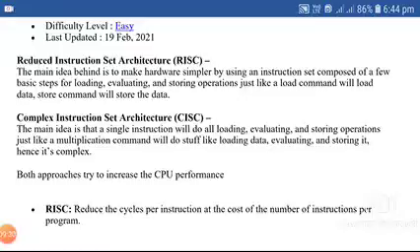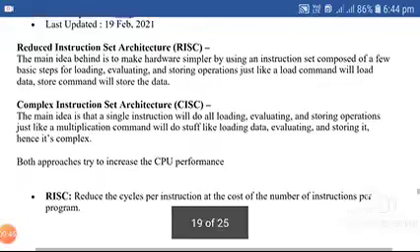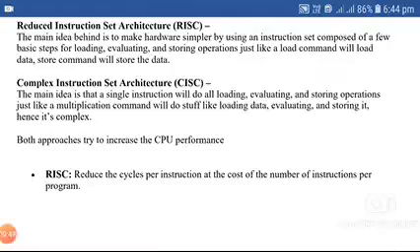The main idea behind it is to make hardware simpler by using an instruction set composed of a few basic steps for loading, evaluating and storing operations. Just like a load command will load data, a store command will store the data. Next, complex instruction set computer is given in abbreviated form as CISC. The main idea is that a single instruction will do all the loading, evaluating and storing operations, just like a multiplication command will do things like loading data, evaluating and storing it.